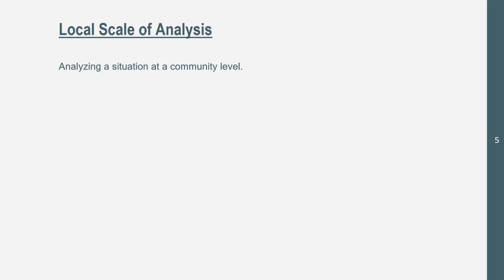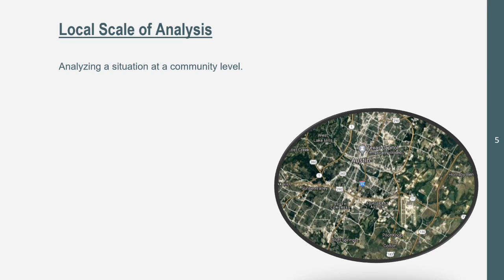So let's get into local scale of analysis, which is just analyzing a situation at a community or local level. Here we go. We have a local scale of analysis. We have a local level. We have the local area of Austin. If we zoomed in more, we would still have that local scale of analysis. However, if we zoomed out, we would have a regional scale of analysis. Some people would consider this to be regional scale of analysis because maybe we don't have all of Austin's city limits, or we have the region of where Austin is. However, for this case, it's going to be local, and for some cases, it'll be regional as well.